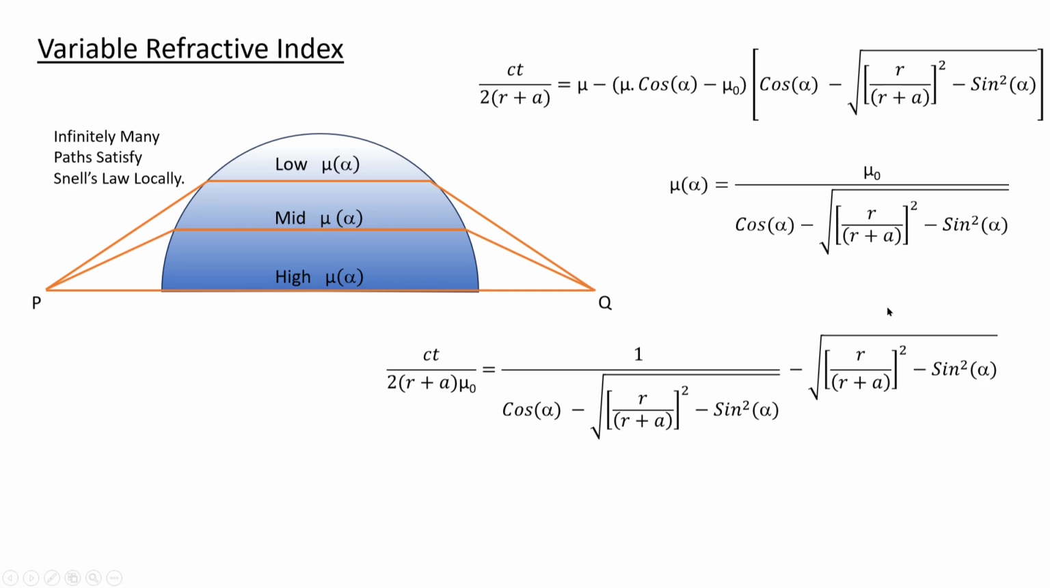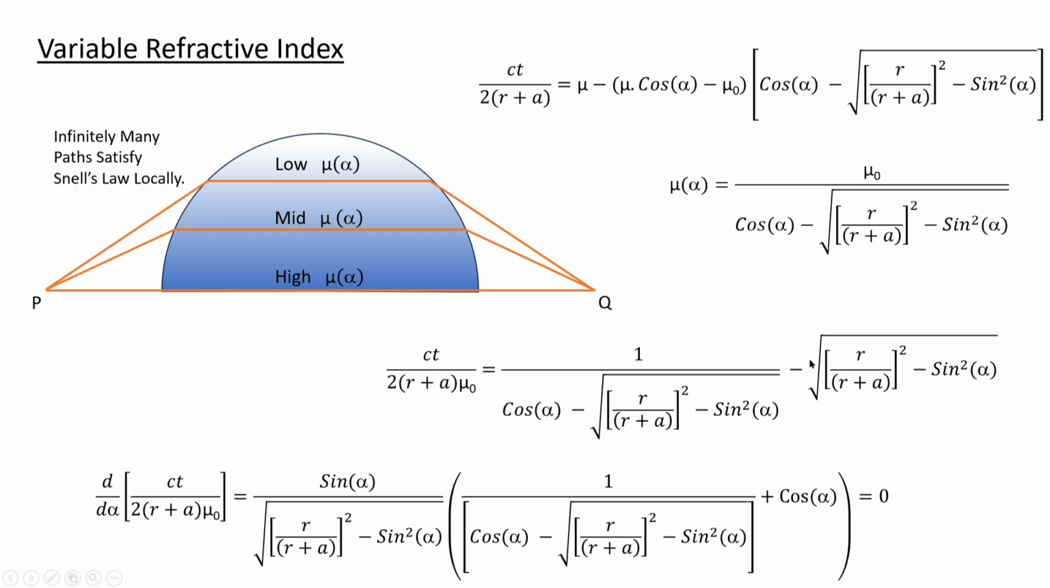After plugging in this variable mu, the variable refractive index, this is the expression we get for the time. Differentiating that, this is the factor we get, and from this we see that alpha equals 0 is the only place where this first derivative becomes 0, and at that point there is a time minima. So alpha equals 0 is this straight line path passing through the center, this bottom one, p to q, the straight line path, and this happens to be also the least time path according to this equation.